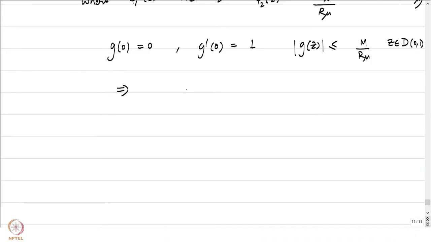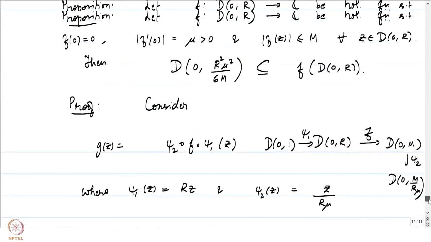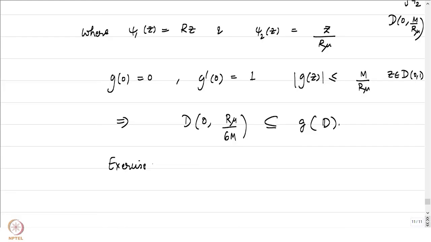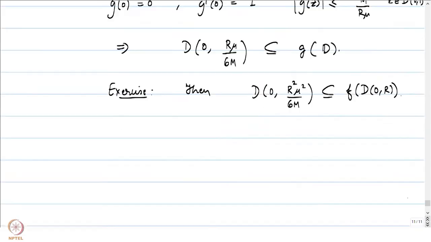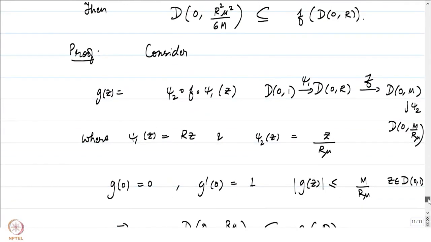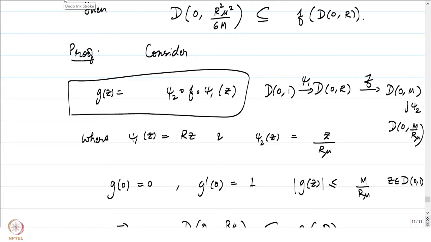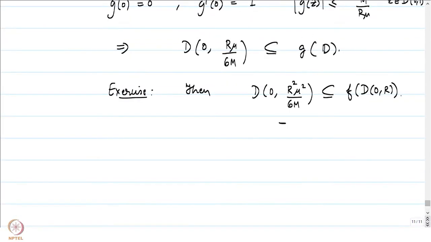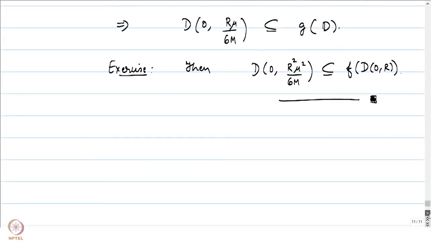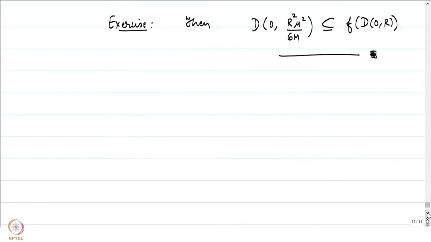Now we are in the setup as earlier. This tells us that the disk of radius 1 by 6m, which is going to be r mu by 6m, is going to be contained in g of the unit disk, and that is going to translate into what we want. I will leave it as an exercise to check that. Then D(0, r square mu square by 6m) is contained in f of D(0, r). Notice that if you translate whatever we have concluded here for g by using the definition of g and f, then we will be able to conclude what we wanted in the exercise, and that will complete our result. All right, let us now prove Bloch's theorem, which is in slightly more generality.